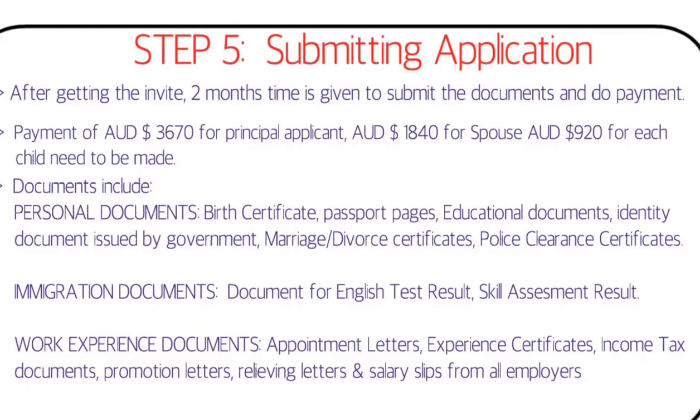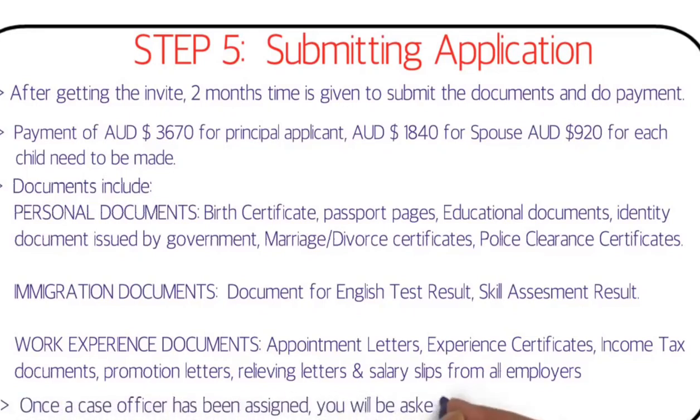Now, work experience documents: you should have your appointment letters, experience certificates, income tax documents, promotion letters, leaving letters, and salary slips from all the employers. Once a case officer has been assigned, you'll be asked to go for your medical examination, and this will be for all of your family members who are going to Australia. Okay guys, so this was the 5 complete steps for how you can plan your PR application to Australia.